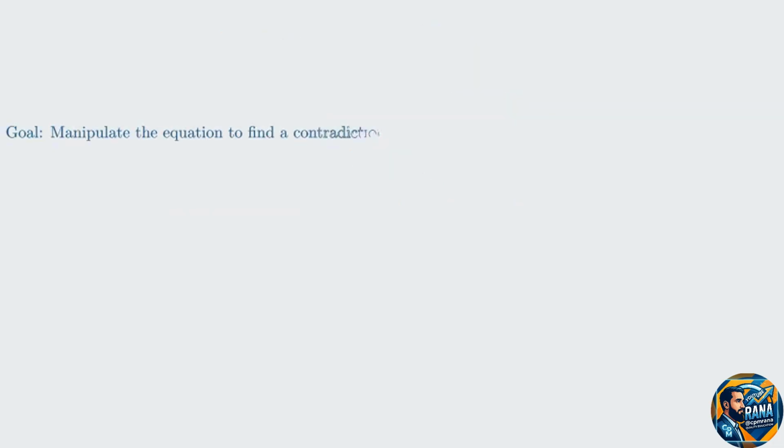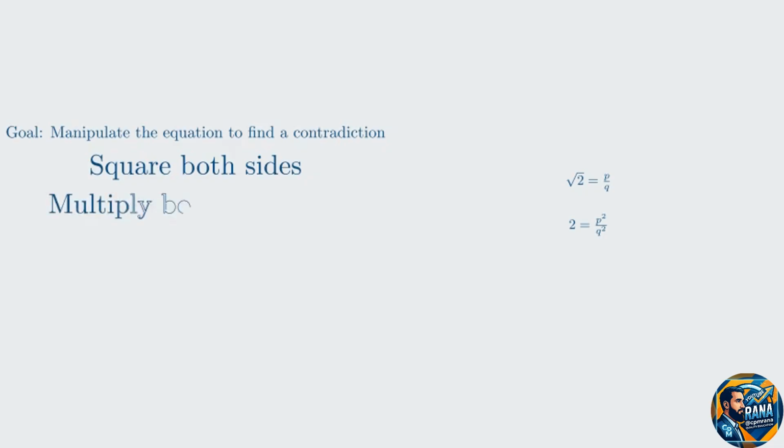Now, we will perform some algebraic manipulations to see where this assumption leads us. We start with our equation. The square root of 2 equals p over q. To get rid of the square root, let's square both sides of the equation. On the left, the square of the square root of 2 is simply 2. On the right, we get p squared over q squared. Next, let's multiply both sides by q to isolate one q on the left. Now we have 2 times q equals p squared over q.